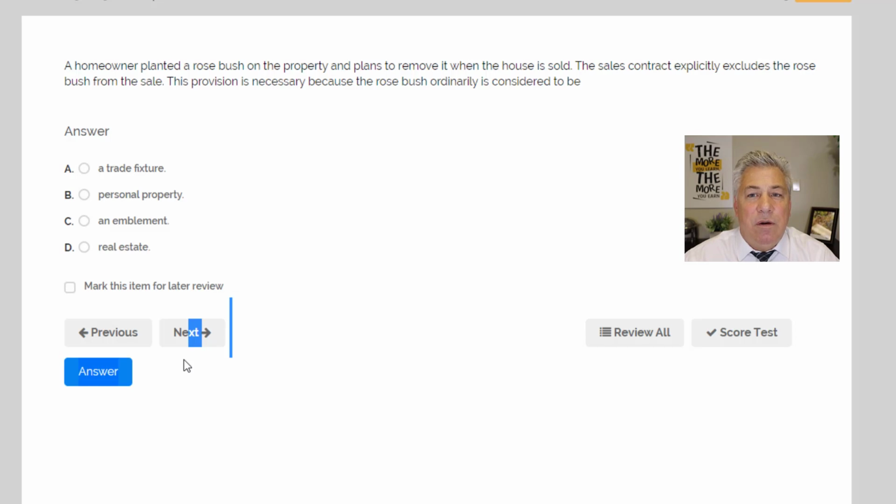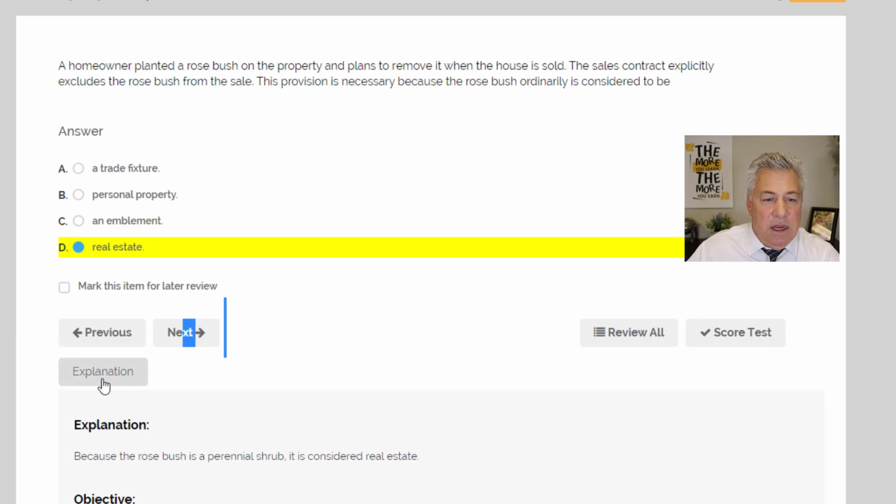Well, what did we learn earlier? Land, real estate, and real property. The rose bush is considered real estate. D, because the rose bush is a perennial shrub, which means it comes back every year without planting it, this is considered real estate. It's part of the property, thus it will transfer with ownership.